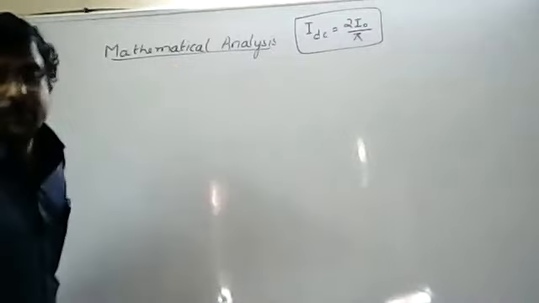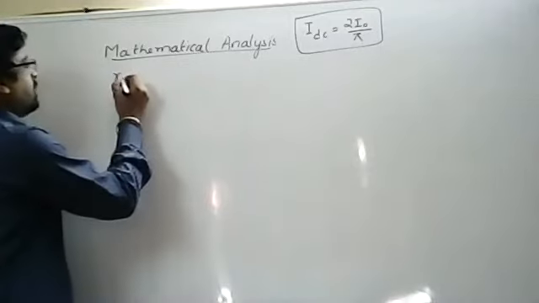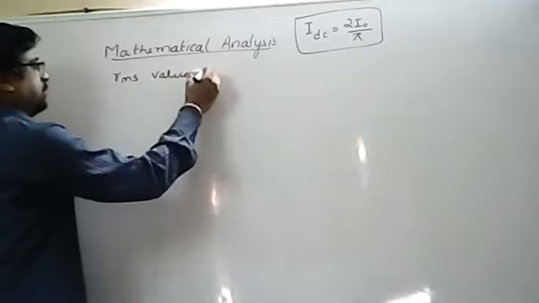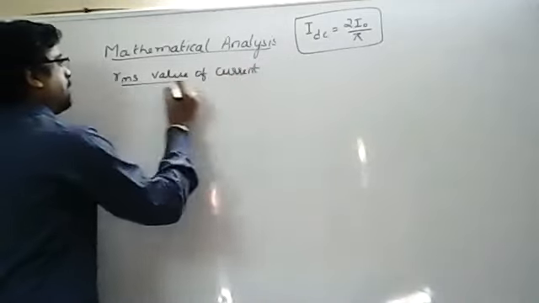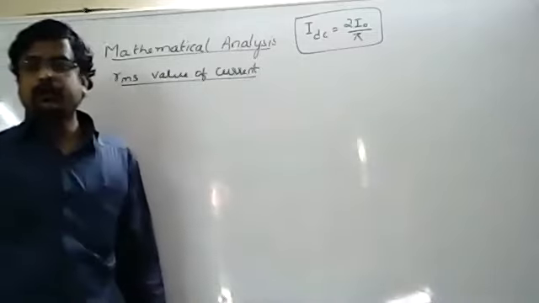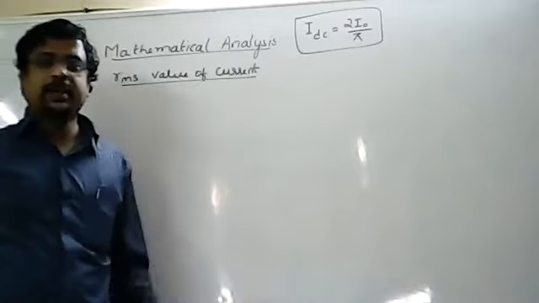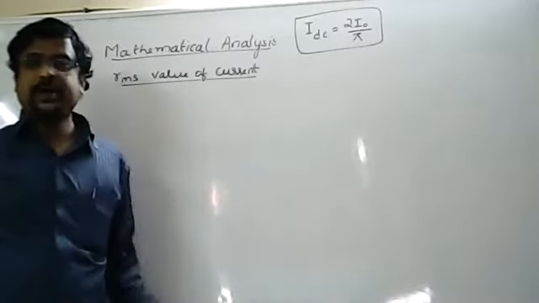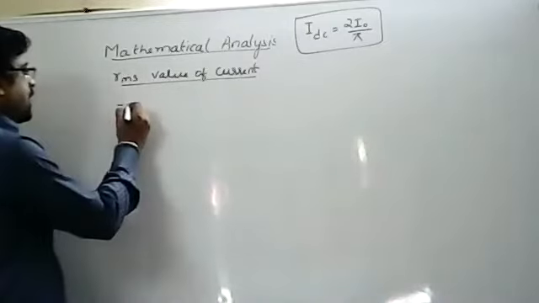Next, my DC current is finished. Now I have to go for AC current, which is called the RMS value of the current. Why are we finding the RMS value of current? To find the AC power. To find the AC power, we require RMS current, IRMS.